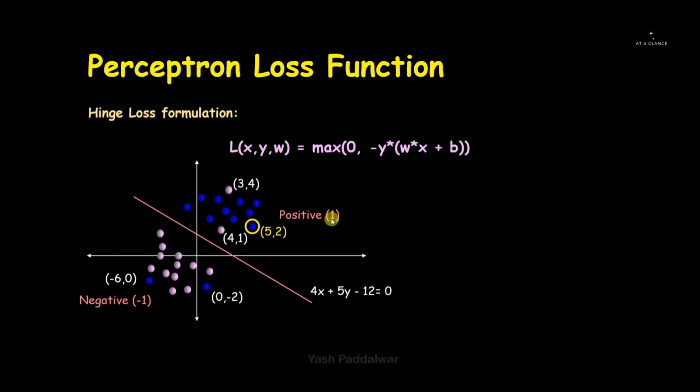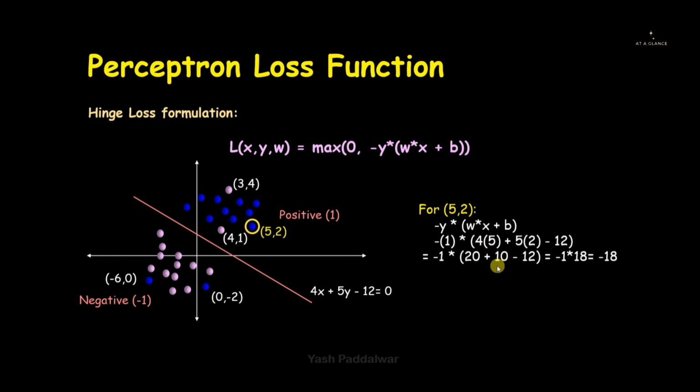You can see here the actual output for this data point is 1. So in the expression, in place of y, we are going to write 1, because the actual output is 1. And in the expression 4x plus 5y minus 12, in place of x and y, we are going to write 5 and 2 respectively. Now when we calculate this expression, we get 4 fives are 20, 5 twos are 10, and minus 12 as it is. When we calculate it further, we get minus 18 as the final output of the expression. Now if we plug it into the max function, we get the maximum of 0 and minus 18 as 0.